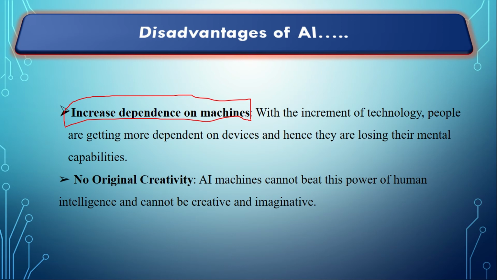Humans depend on machines. With the advancement of technologies, people are getting more dependent on devices. Hence, they lose their mental capability. For example, a man having a car can resist walking, for example, a long walk.